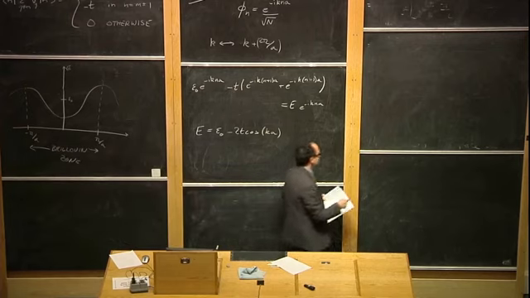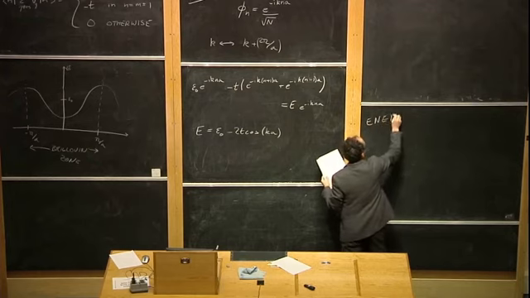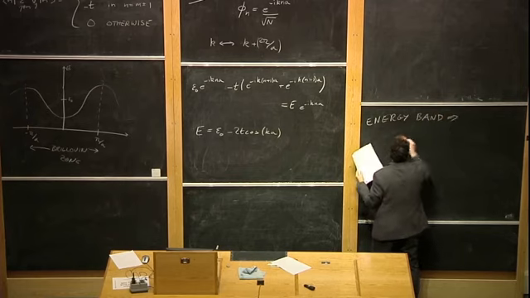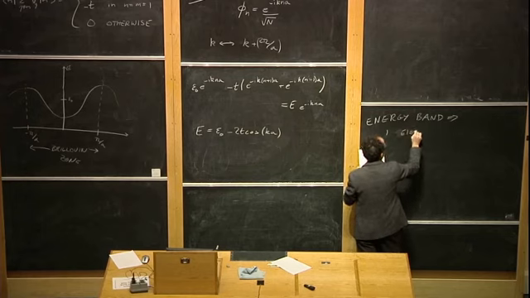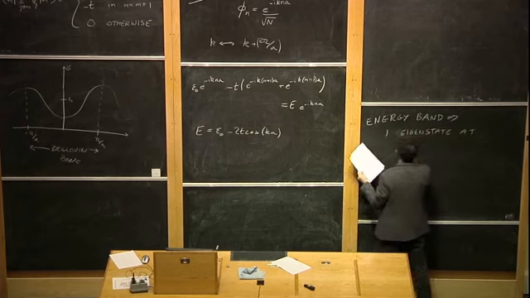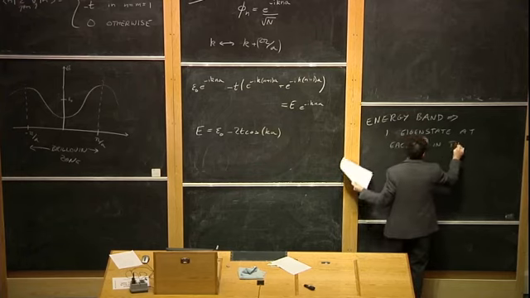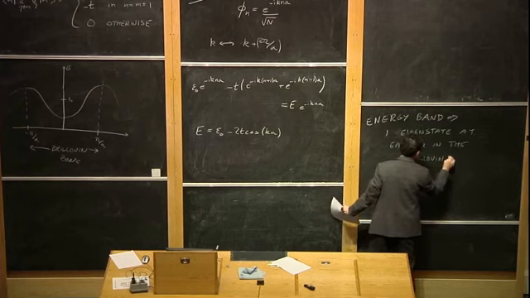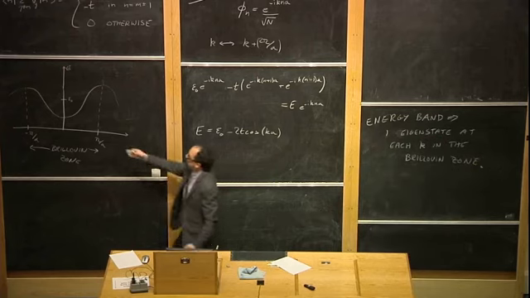Just a bit of nomenclature, which is fairly useful. Maybe I'll put it over here. An energy band means one eigenstate at each k in the Brillouin zone. So here we've drawn an energy band.